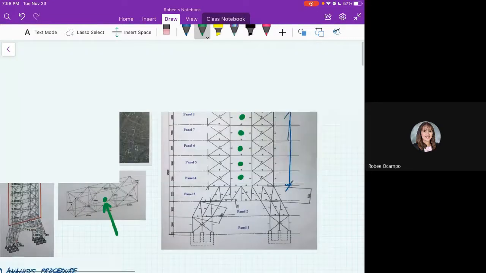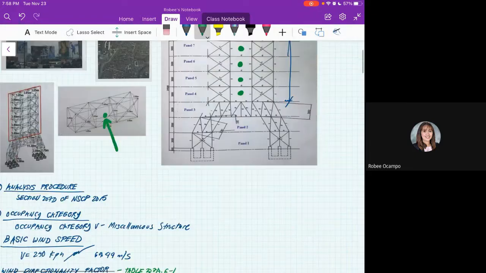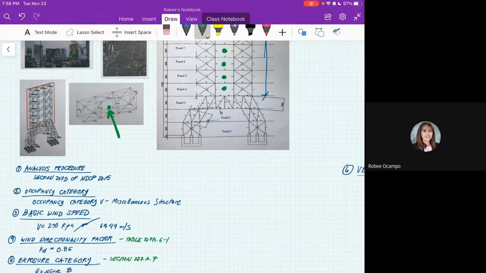Our computation for the wind load is a bit long, but of course we need to follow the provisions in the NSCP. Okay? Any questions? None?